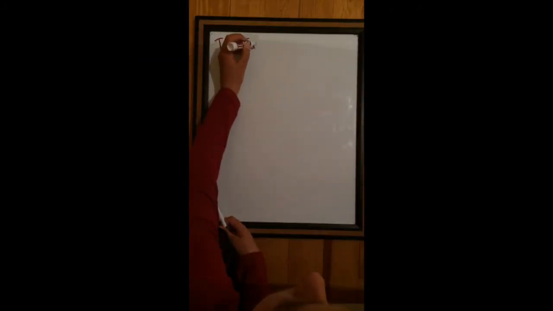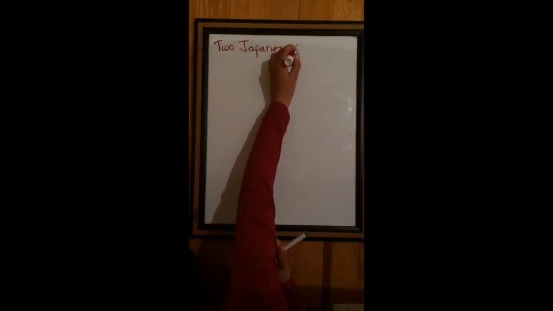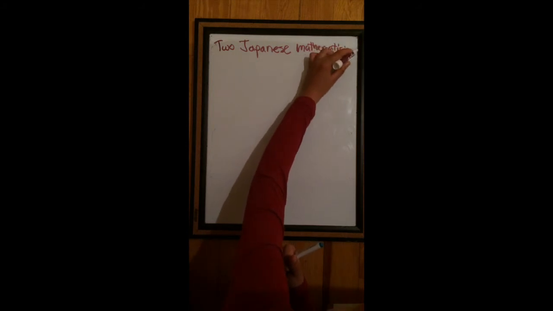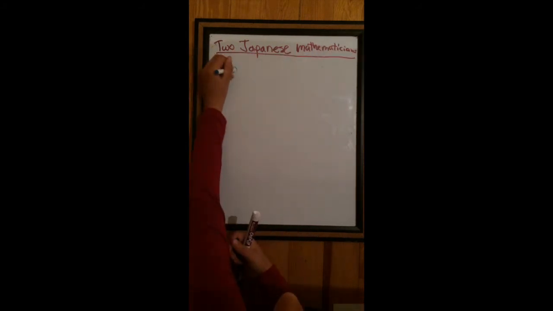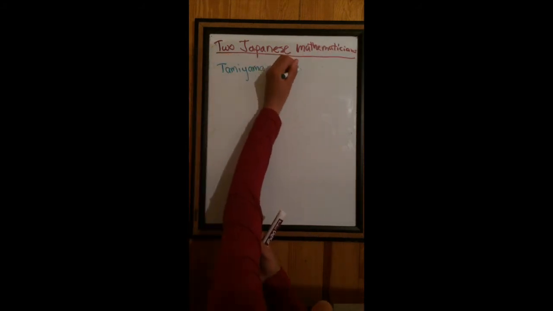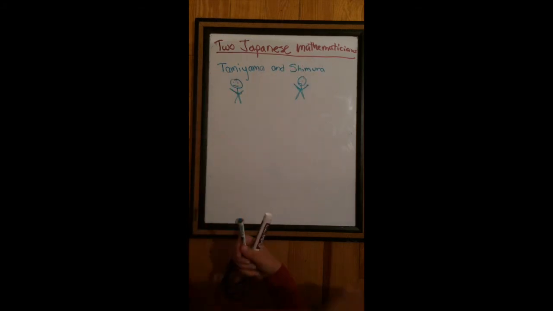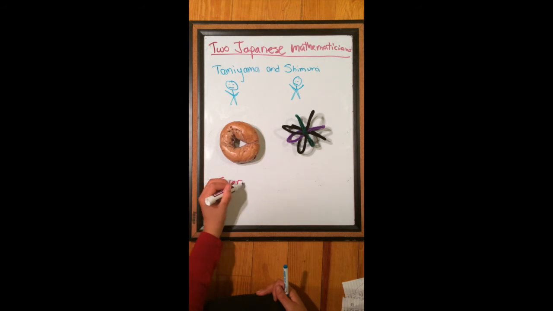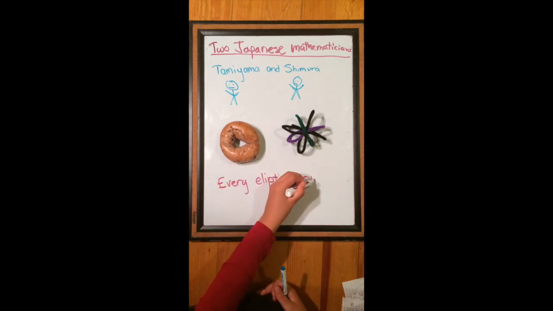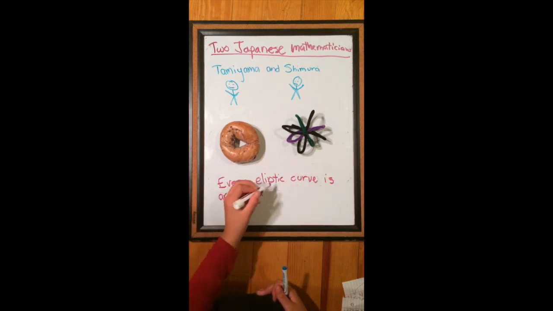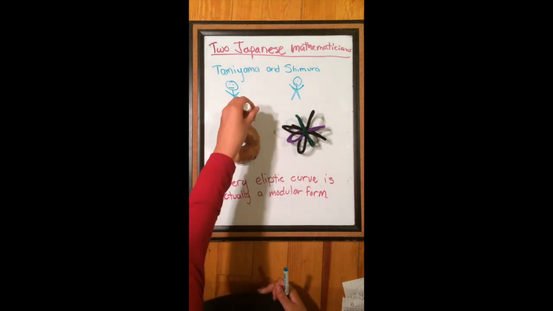Getting back to the two Japanese mathematicians. Their names were Tomiyama and Shimura, and they came up with a conjecture together. They said that every elliptical curve is actually a modular form. This became known as the Tomiyama-Shimura conjecture.